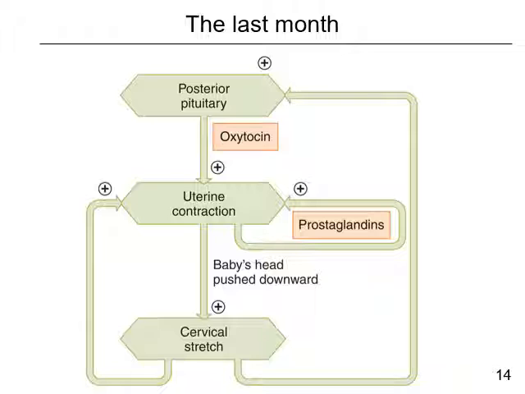So here's a flow chart. Let's start here. We have the head stretching the cervix. This stretch of the cervix causes a positive feedback loop. So there are signals from the cervix to the brain that cause the release of oxytocin from the posterior pituitary, and the oxytocin stimulates the contraction of the uterus.